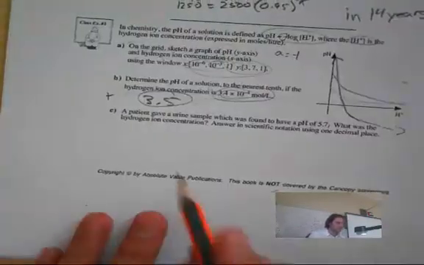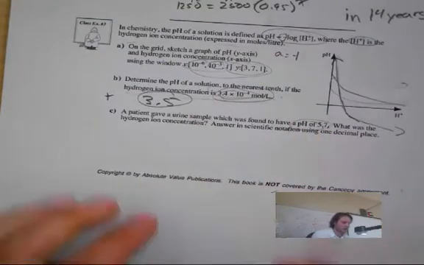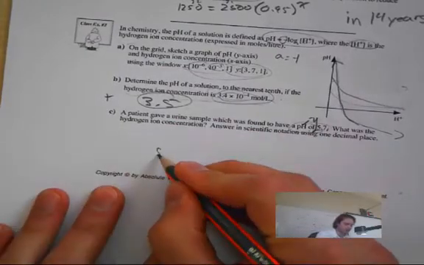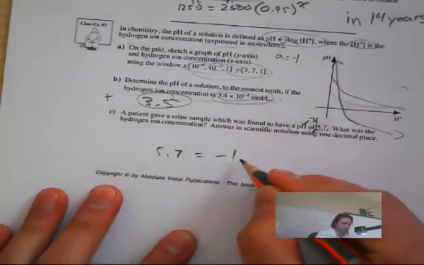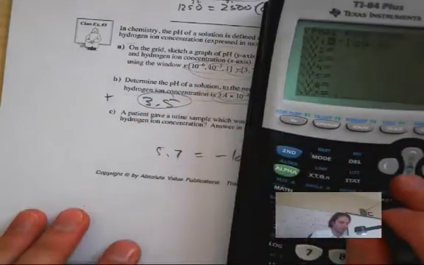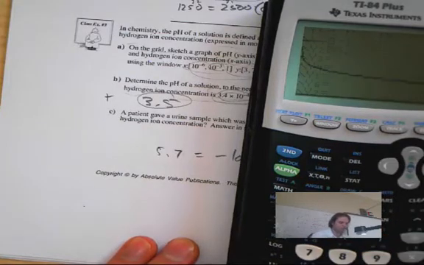Next it says, a patient gave a urine sample which was found at a pH of 5.7. What was the hydrogen concentration? So this is now my y value. So I have to put that in. 5.7 is equal to negative log x. So we want the second value to be 5.7. So we have to trace and find the intercept. So we have 5.7 and we're going to graph it.